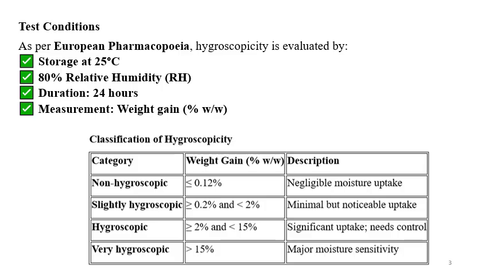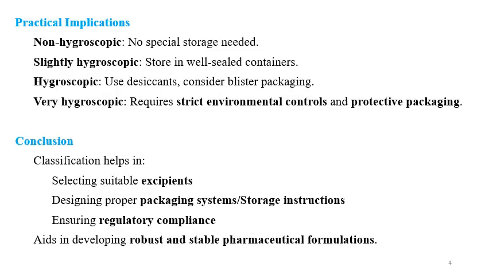Then hygroscopic material, if the material absorbs more moisture and weight gain increases from 2% to 15%, then there is a significant uptake and it needs strict control. Very hygroscopic material can absorb more than 15% of moisture, and thus it is much hygroscopic in nature. So it can be described as having major moisture sensitivity. Some salts are there which can absorb more water. Some APIs are there which can absorb moisture and are hygroscopic in nature.